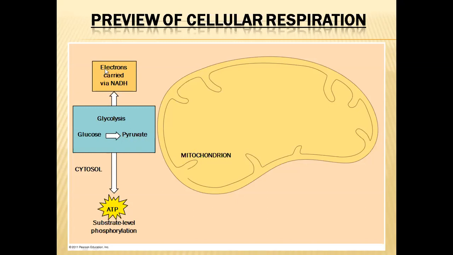Apart from pyruvic acid, some electrons are transferred to NADH. So NADH is also an end product. And ATP molecules are also formed in glycolysis. ATP production is called phosphorylation. Why? Because ATP formation is done when one phosphate group is added to ADP, adenosine diphosphate. When an adenosine diphosphate molecule adds a phosphate molecule, it becomes adenosine triphosphate, ATP. So the phosphate group is being added to the ADP, and this process is called phosphorylation.